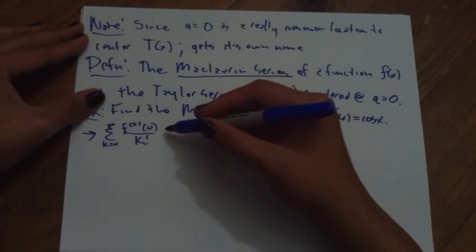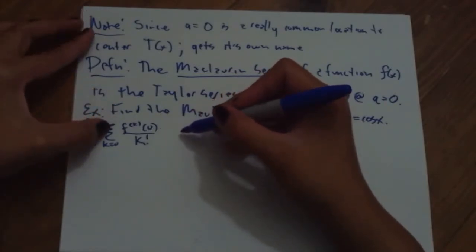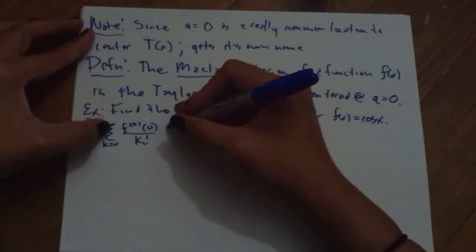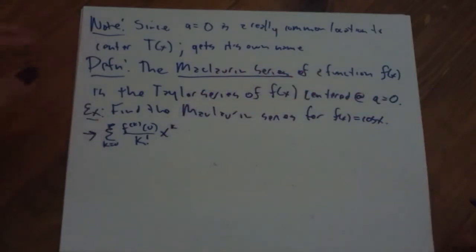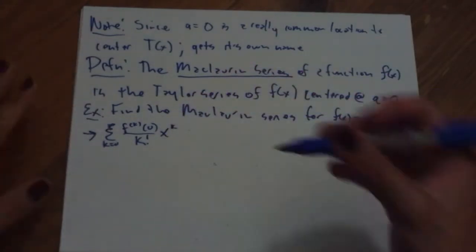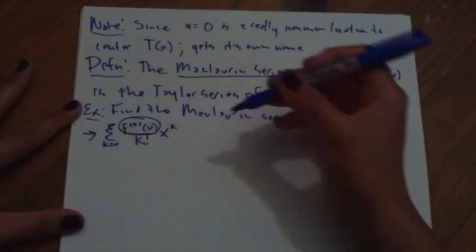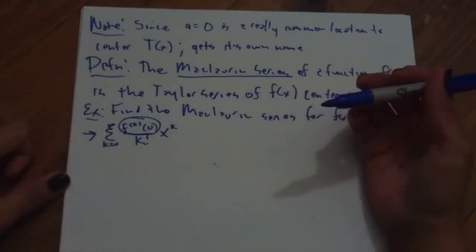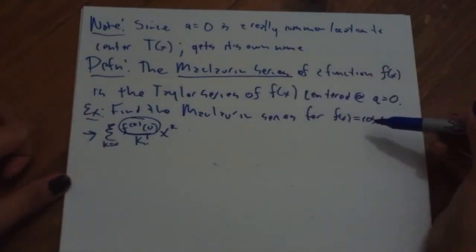The k factorial doesn't change. If you're doing x minus a to the k, this is x minus 0 to the k. So we're basically starting here. What we're looking for in this case is the pattern that pops up when you take derivatives at 0 for this function.